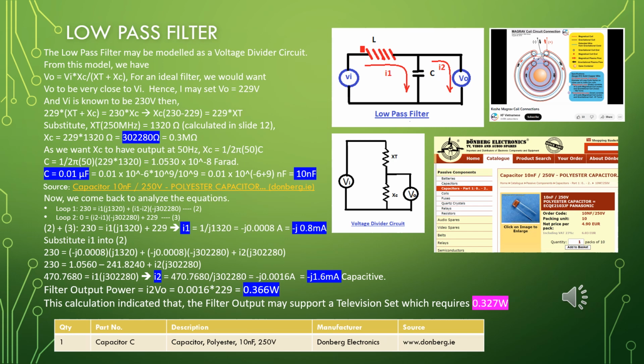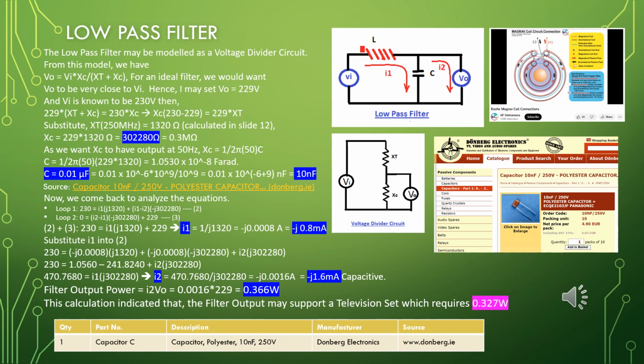The low-pass filter may be modeled as a voltage divider circuit. From this model, we have Vout equal to Vi times Xc divided by Xt plus Xc. For an ideal filter, we would want Vout to be very close to Vi. Hence, I may set Vout equal to 229 volt, and Vi is known to be 230 volt. Then 229 times Xt plus Xc equal to 230 times Xc. That is, Xc equal to 229 Xt.